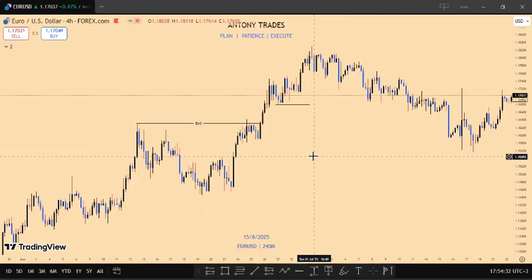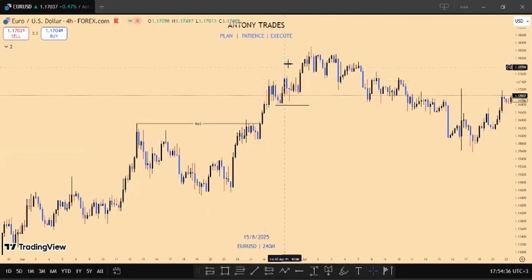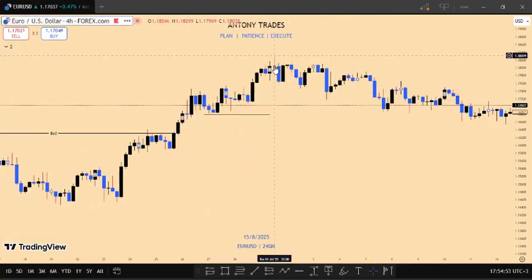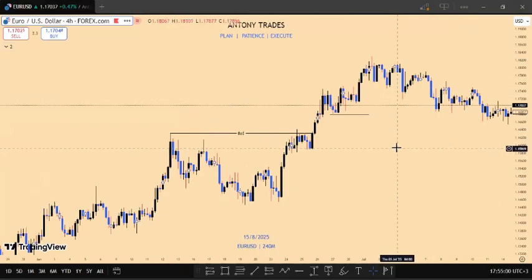The second one, before the start of that pullback, I have to see the sweep of liquidity, of which that is not a must. For example, like here, this pullback began at this area. This is where the pullback began. You see, this candle here swept liquidity above the previous candle. Then from there, the pullback began. This is the second one.